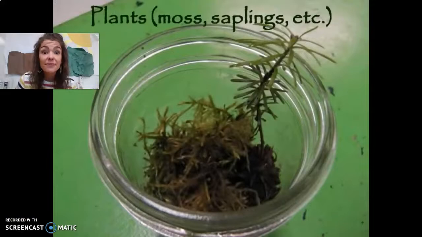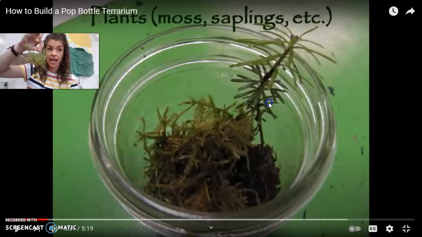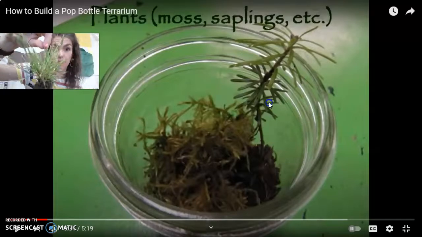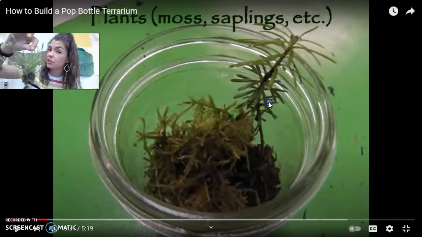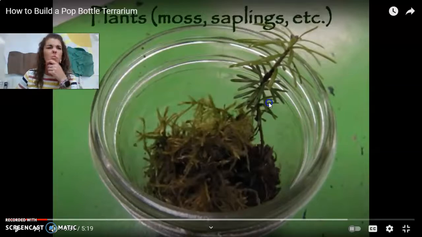Some plants. Okay, I went outside and I pulled a plant out of the grass. You can do this too when it's your time to gather materials. Think, if you're at home, where are there some plants outside your house? If you're at school, think, where are there some plants outside the school? You'll want to pull 1 or 2 little ones to go in your terrarium.